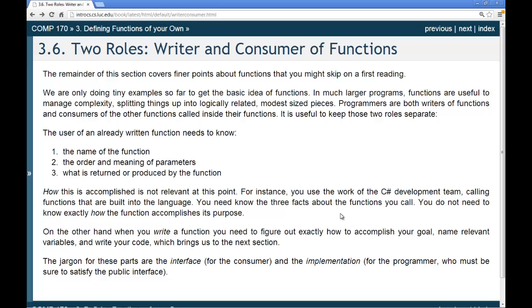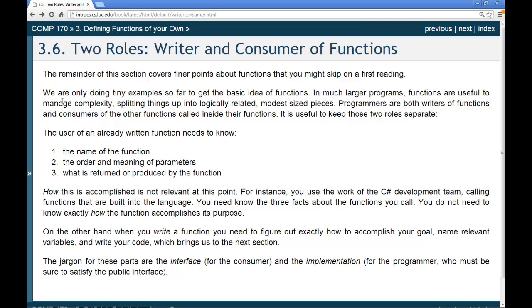We consider two roles: writers and consumers of functions. We've only looked at very simple functions to get the idea of the syntax across so far. In much larger programs, functions are very useful to manage complexity, splitting things up into logically related pieces of modest size. When you mix bunches of functions, programmers are both writers of functions and consumers of other functions that they call inside of their functions.